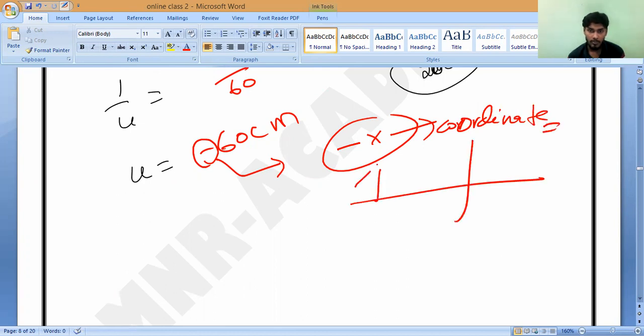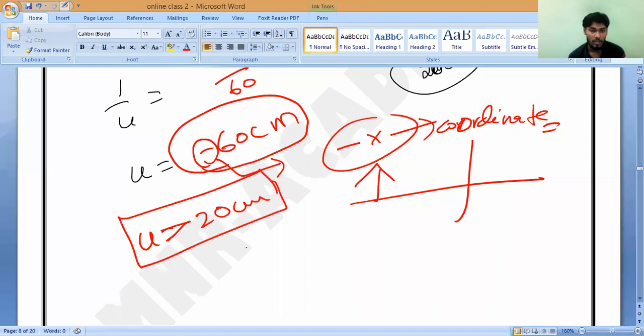Understanding, so here the object is placed. Is it greater than 20 or not? Object distance is greater than 20 centimeter. So our answer is correct. The image is forming as a real image between F and 2F, and here the object is placed beyond 2F. That is what you should remember. Do you understand all of you? Yes, sir.